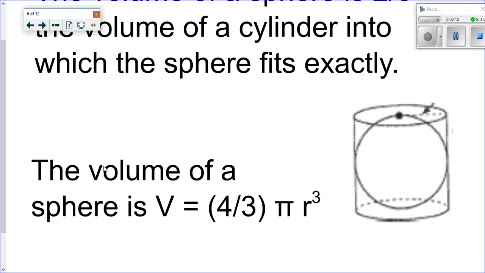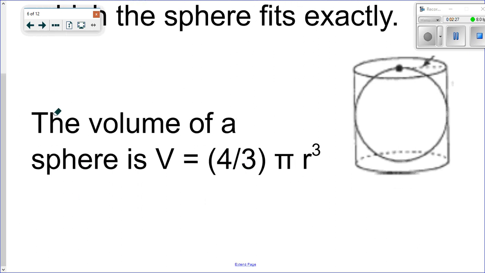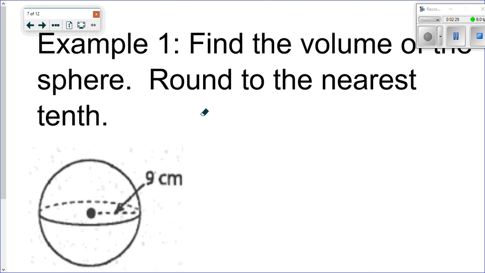So if we combine that, we can turn this into a formula where it's 4/3 pi r cubed. So once again, volume, here's a formula, use it.